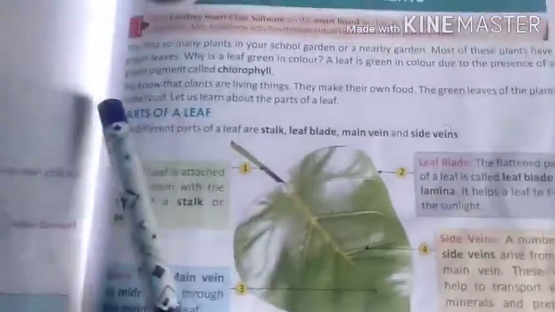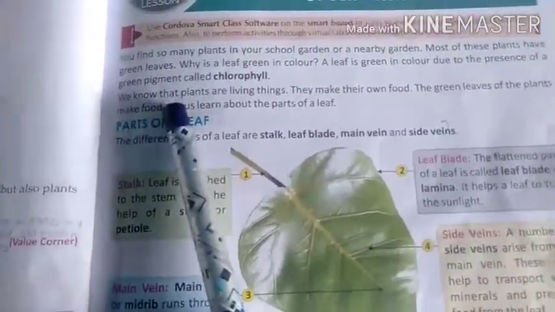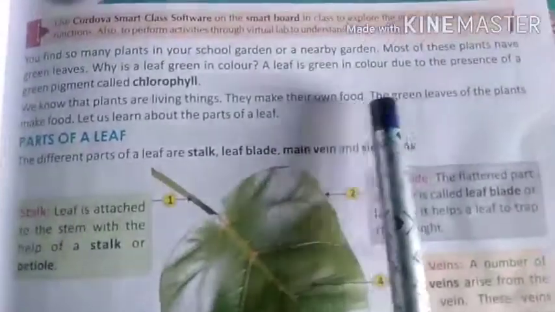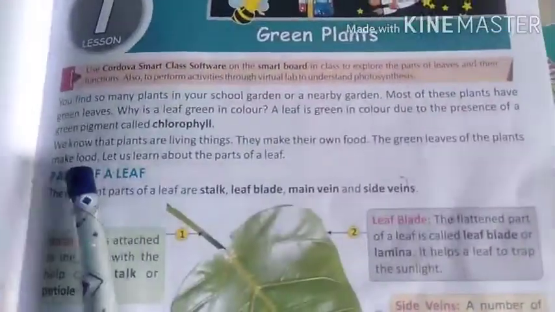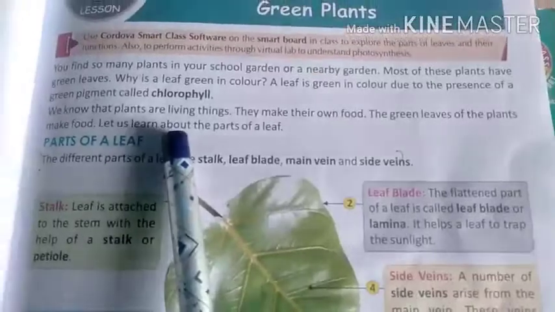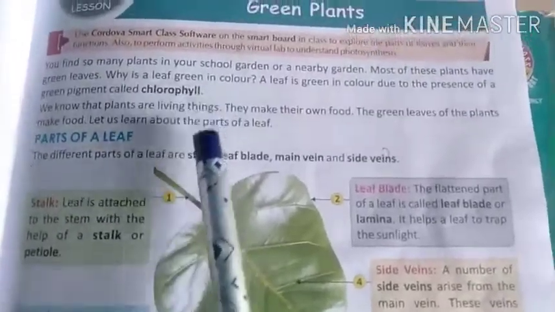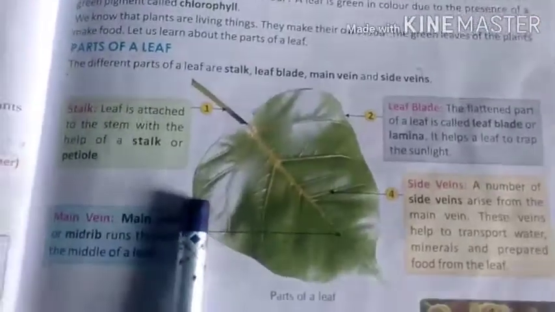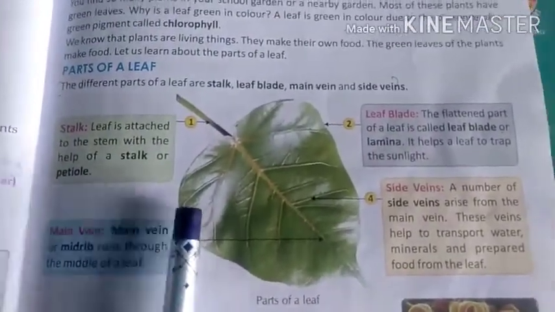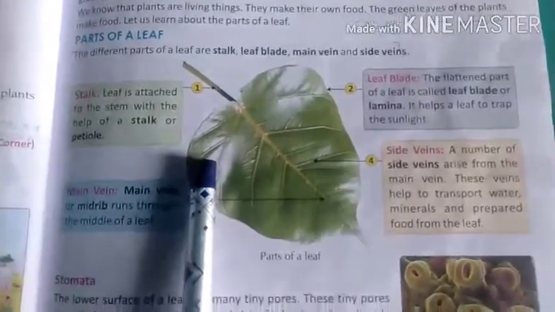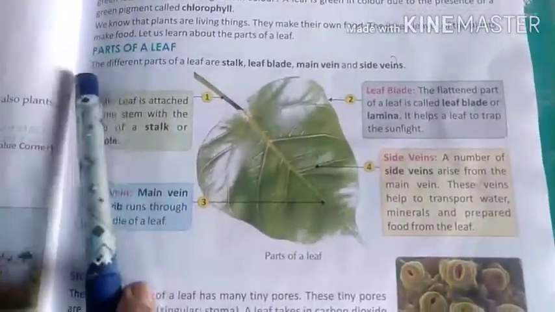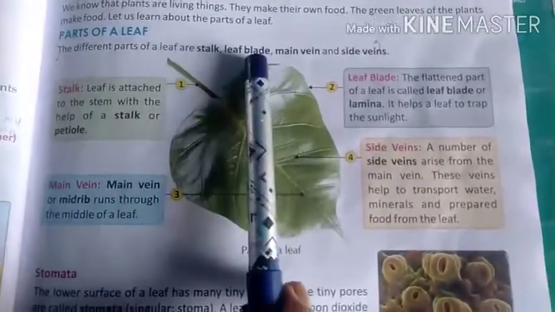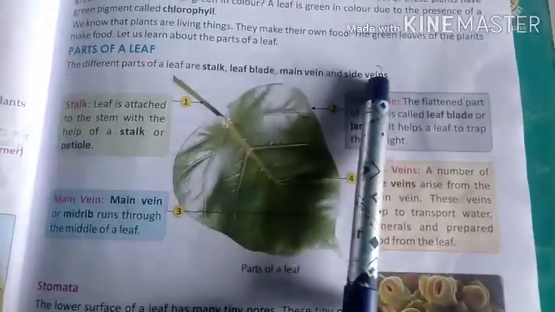Okay. Now, next point. We know that plants are living things. They make their own food. The green leaves in the plants make food. Now let us learn about the parts of the leaf. Now see, look at this picture. What is this? It is a leaf. Now we are going to look for the parts of a leaf. The different parts of a leaf are stalk, leaf blade, main vein and side vein.